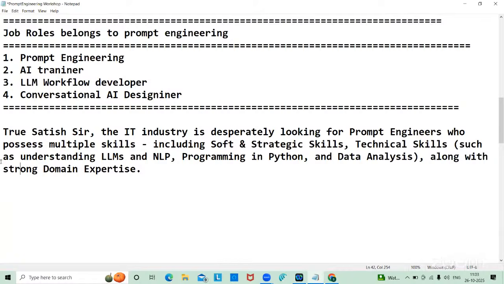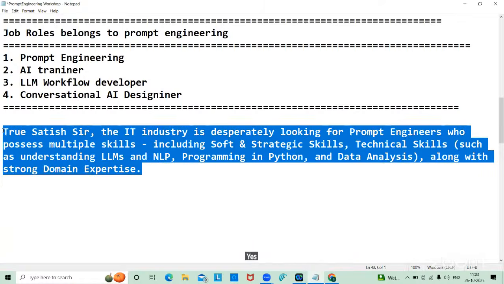Yes, industry requires AI business analysts, right? How effectively you can use AI.